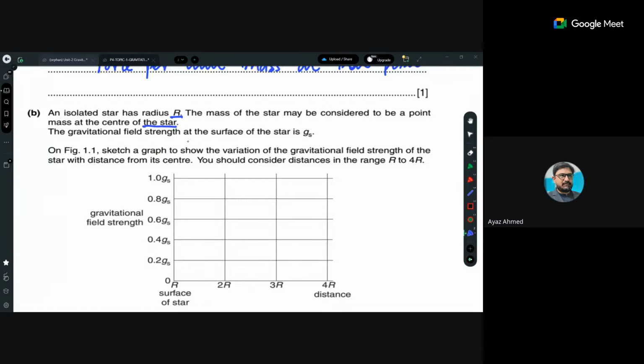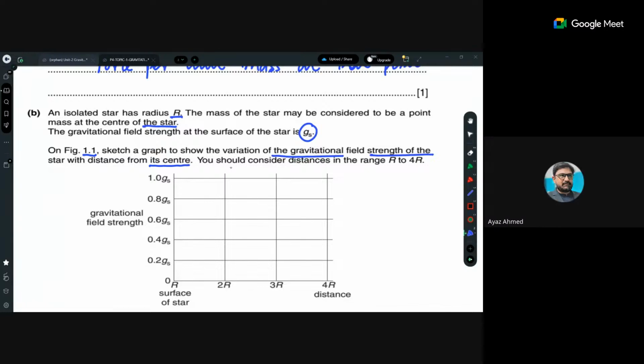The gravitational field strength at the surface is GS. GS is basically gravitational field strength at the surface. On 1.1, sketch the graph to show the variation of gravitational field strength with distance from the star. Sir, it will be like an exponential, decreasing curve.